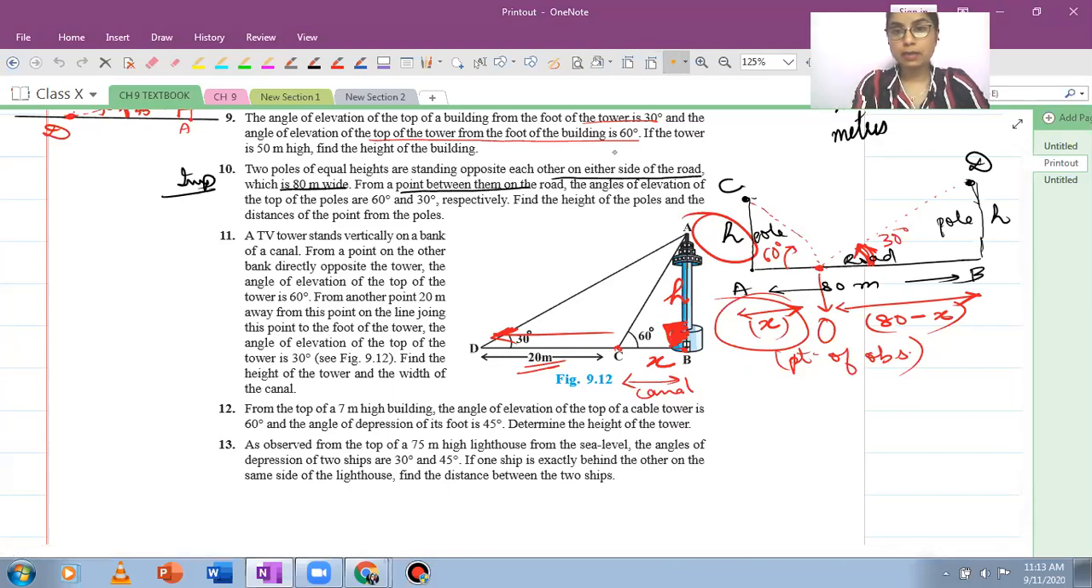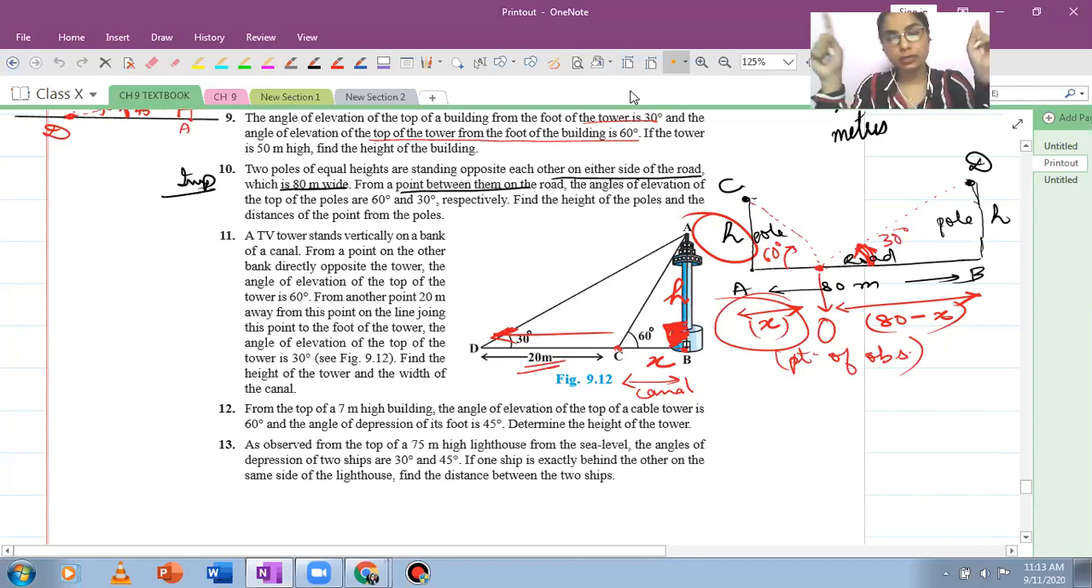एक बिल्डिंग की बात हो रही है, एक टावर की बात हो रही है. बिल्डिंग की टॉप से टावर की टॉप को देख रहे हैं. So that means the tower is higher. Tower is taller than the building.